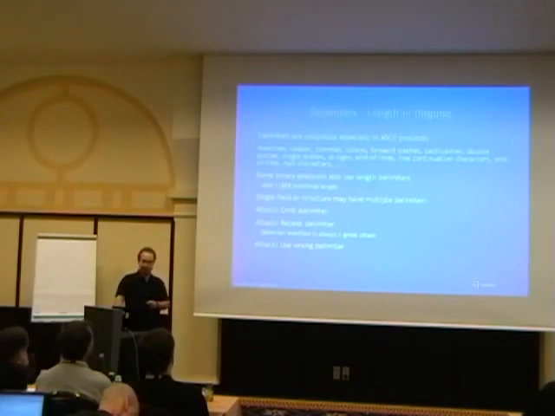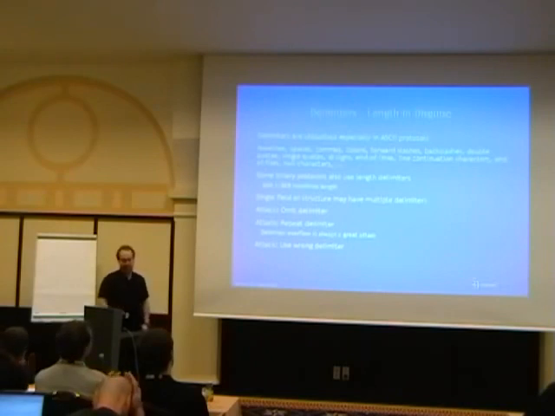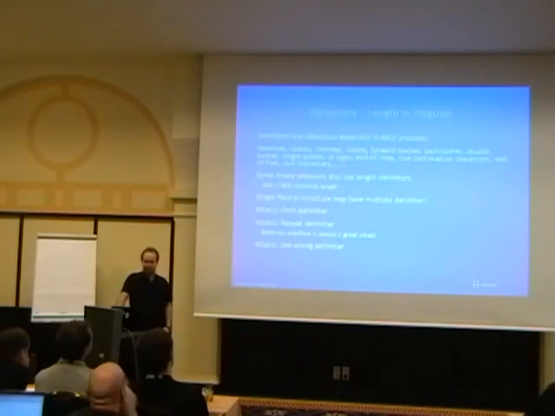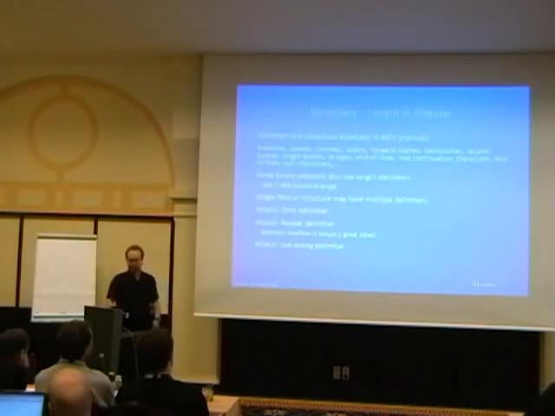Some binary protocols also use length delimiters. ASN.1, which is a bad idea in general terms, uses this kind of indefinite length delimiter. You might have a single field or structure that has multiple different delimiters. So let's say URIs, for instance, they have various special characters that can be considered delimiters, and you can always try to break them.